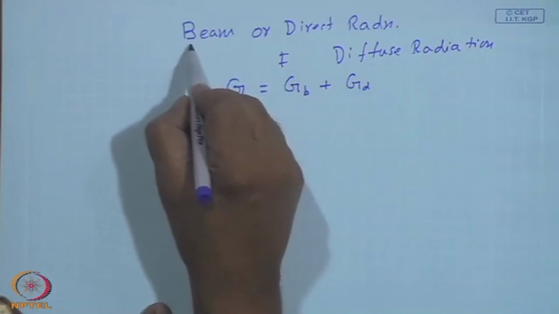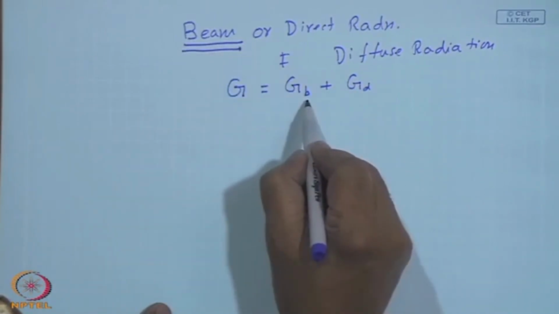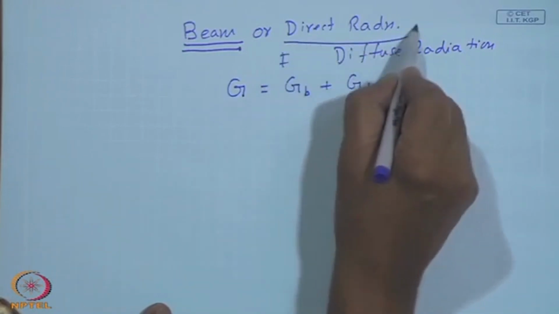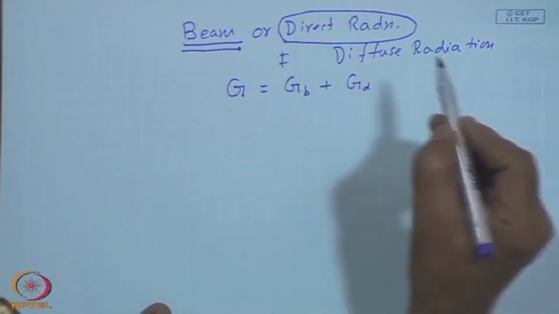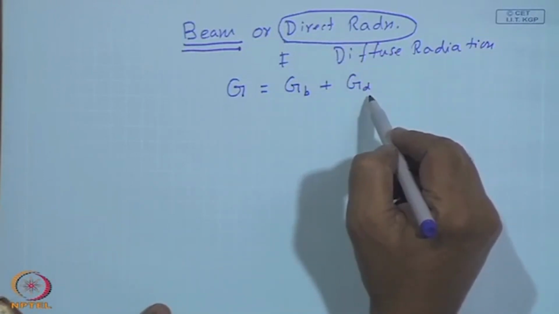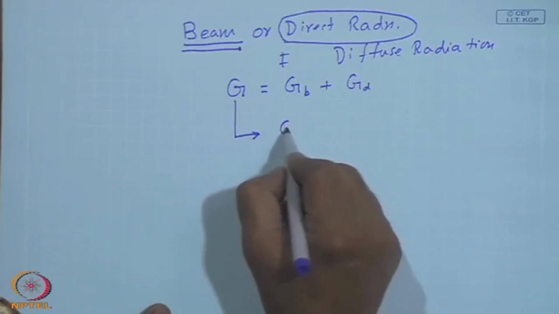Unfortunately, the earlier terminology had been beam radiation, and the subscript B is stuck with this G, and later on they started calling it direct radiation, but D I cannot use because it is already used by diffuse radiation. So, G total is also called the global radiation.